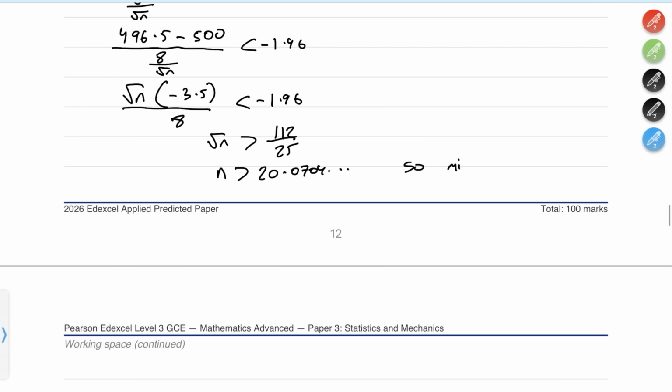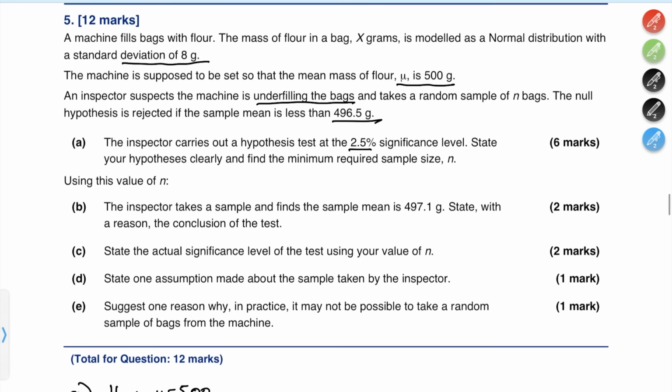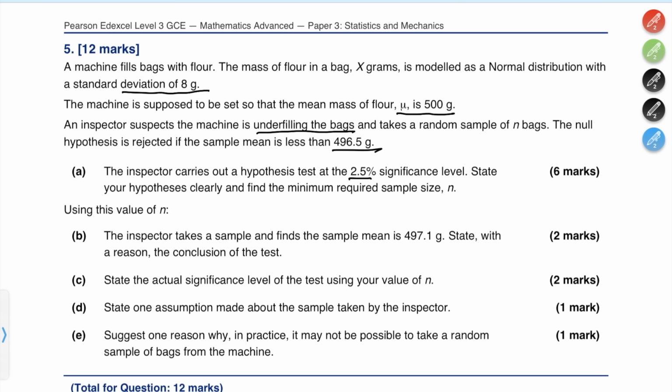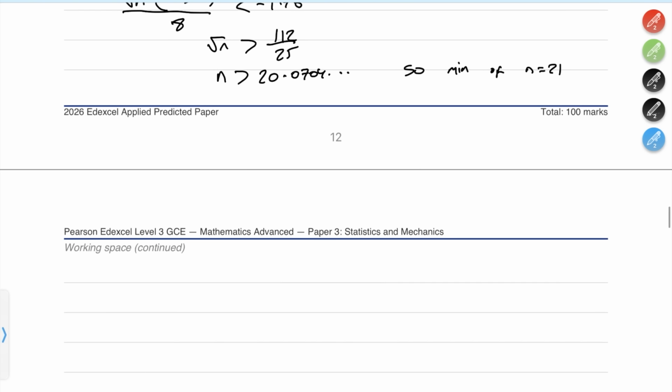So the minimum value of n is 21, because it has to be an integer. We can't take 20.5 samples. So hopefully that makes sense. We did do a similar question, I believe it was in the last video. So hopefully this was just another recap.